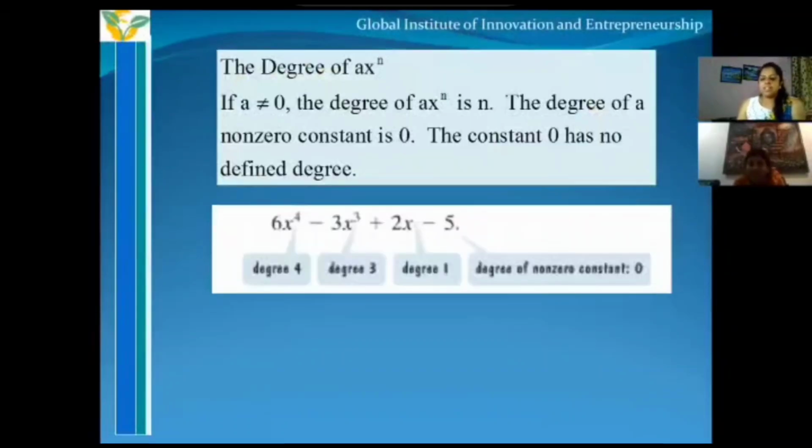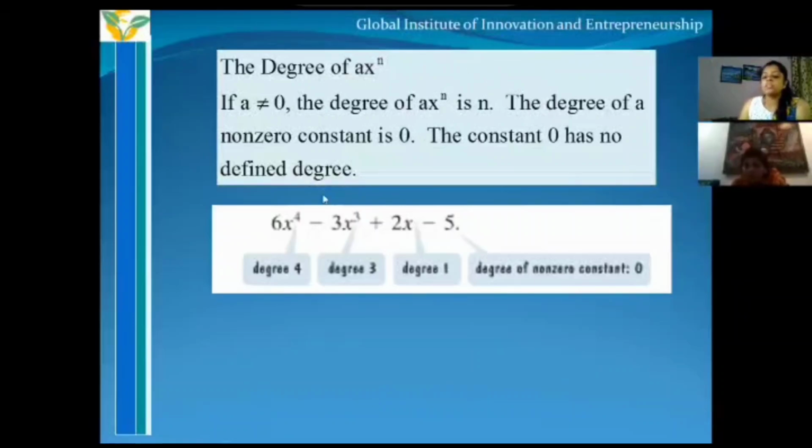The degree of a x raised to n, if a is not equal to 0, is n. The degree of a non-zero constant is 0. The constant 0 has no defined degree. So this is the definition of a polynomial. You can ask me, ma'am, if a is not equal to 0, yes. If a is not equal to 0, then only it is a polynomial. Suppose a is equal to 0, then we cannot form an equation.